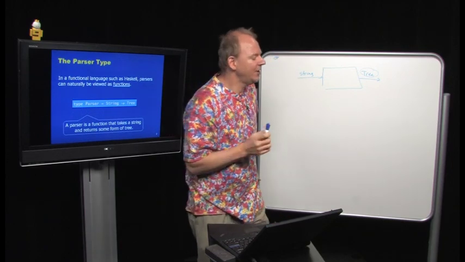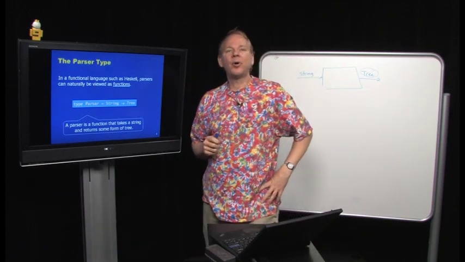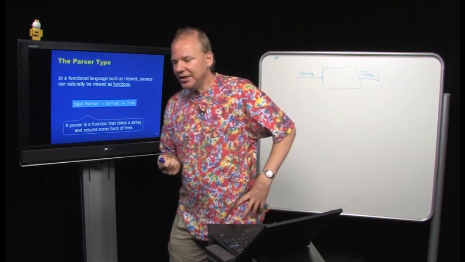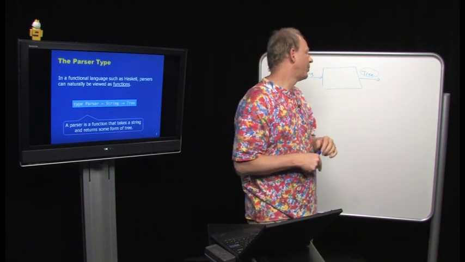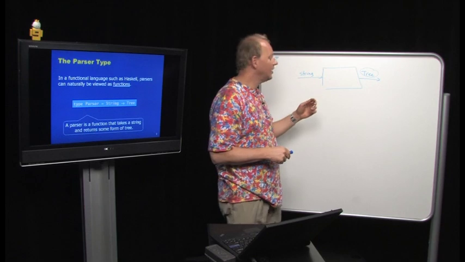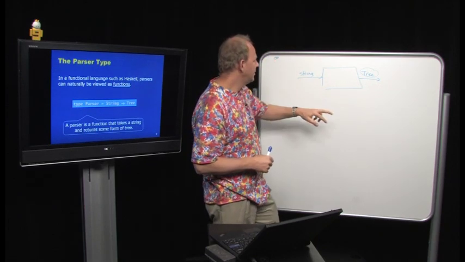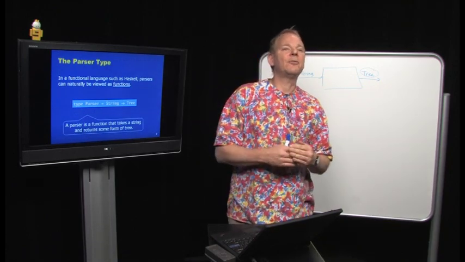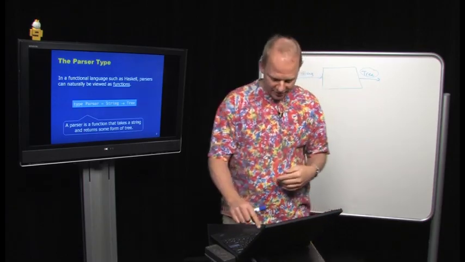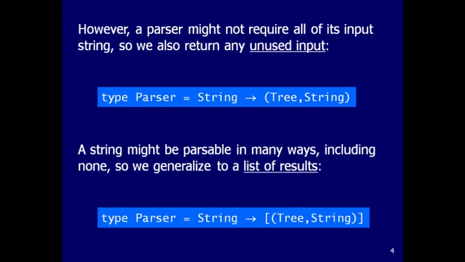Well, we do that by realizing the following. If you parse a string, you get a tree, but usually the string is not completely consumed by the parser. So what we do instead is say, what is a parser? It takes a string and returns a tree, and it gives me the remainder of the string that was not consumed. So that's the modified definition that you see here. A parser is a function from string to a pair of a tree and a string.